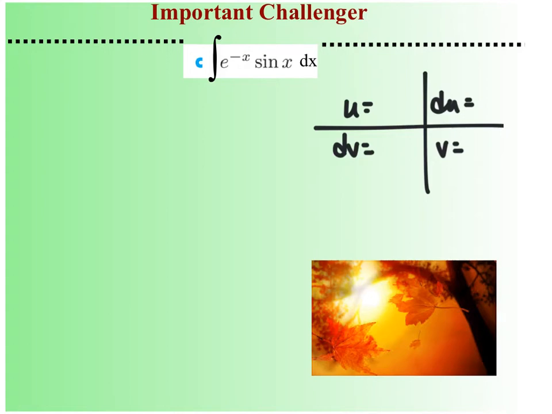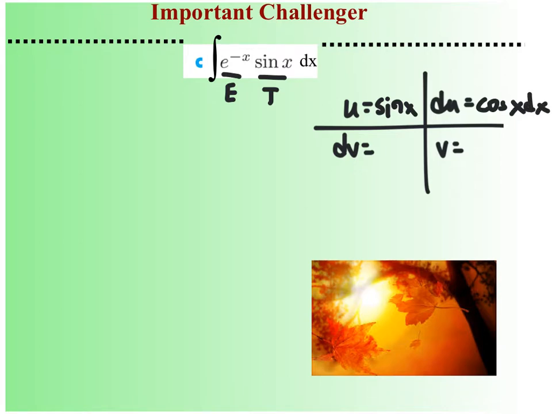All right, everybody, we got an important challenger here. I'm going to look at my LIATE table. Of course, this is exponential, and this is trig. So u is up. So I got sine x here. And so du would be cosine x dx.